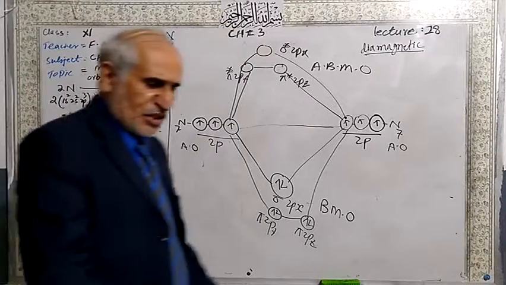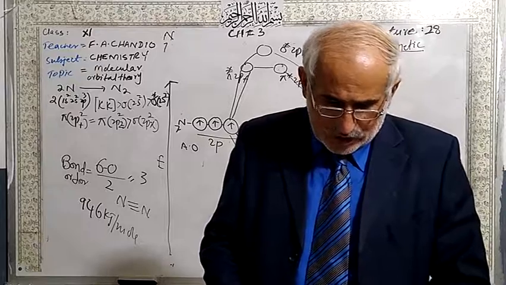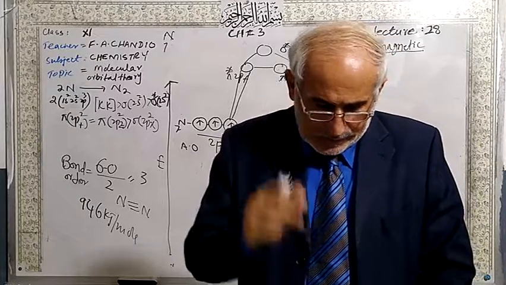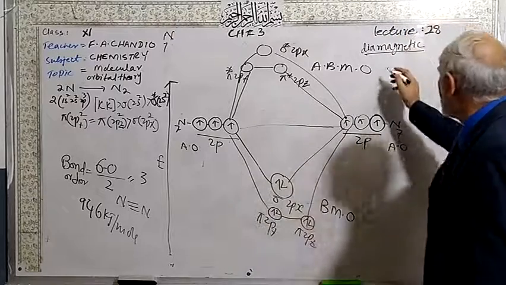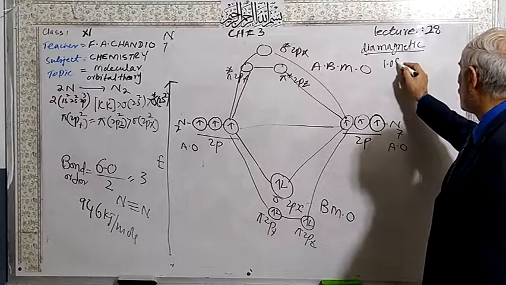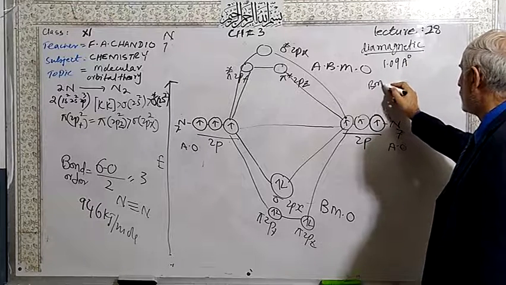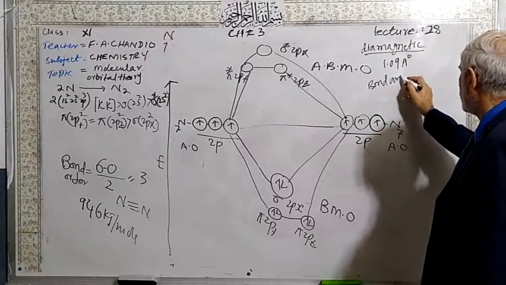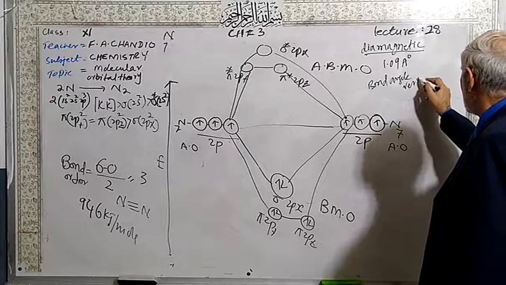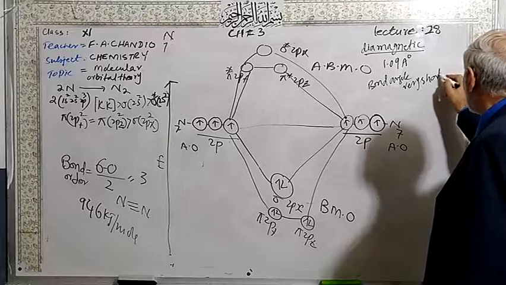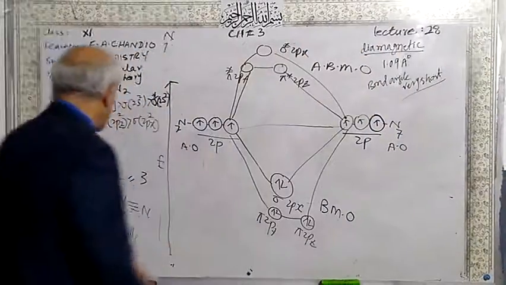And the distance, which is called the bond length, is very short, 1.09 angstrom. This is a very short length, the distance is very short because of 3 bonds.